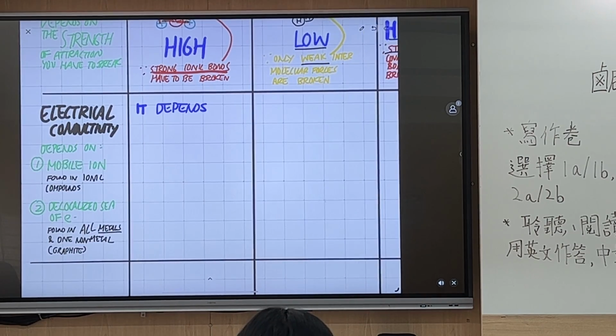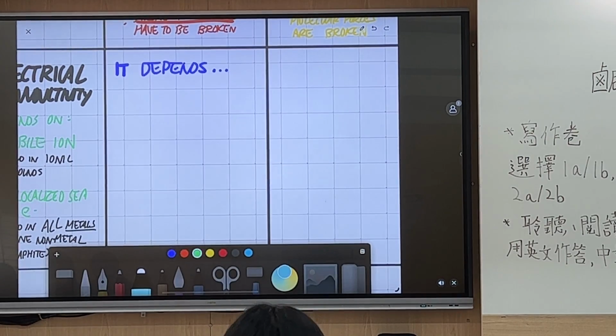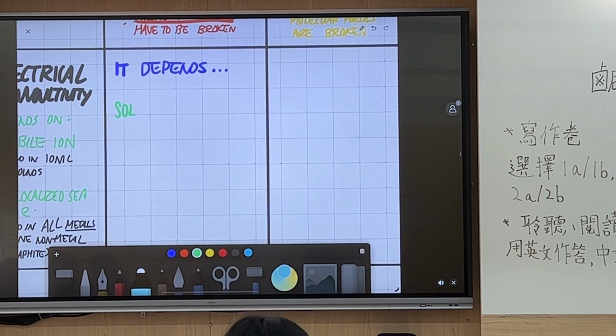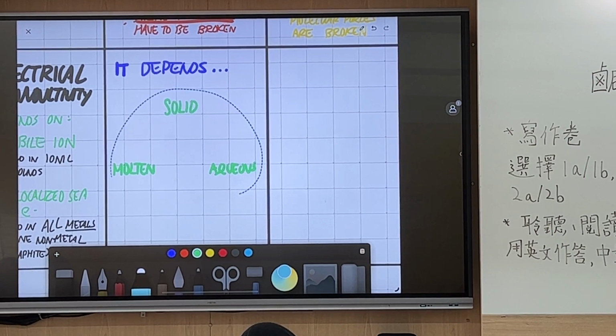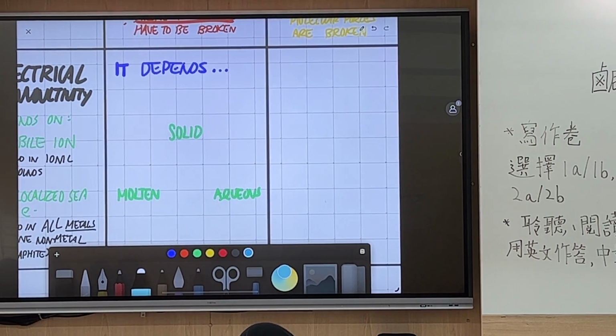Okay, and you can say in solid state, in molten state, and in aqueous state. So draw it like this, sorry. So aqueous, okay, solid and molten. So in solid state, just draw a bunch of ions connected. They are all chained up by strong ionic bonds.